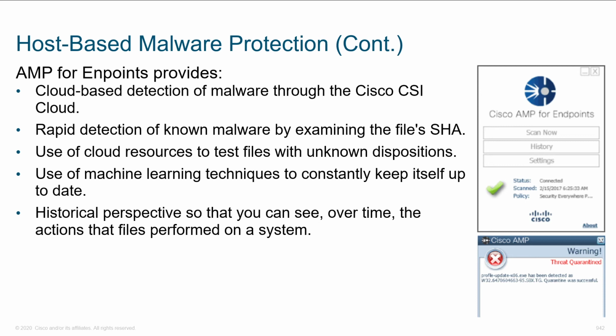We're getting rapid detection of known malware by just looking at a file's hash. We look at the hash of the file, we look at a list of known bad hashes, and we know right off the bat if something's bad. For things that have a hash that we haven't seen before, we can punt them to the cloud, analyze them in a sandbox, and come back and make sure that that file is actually safe.